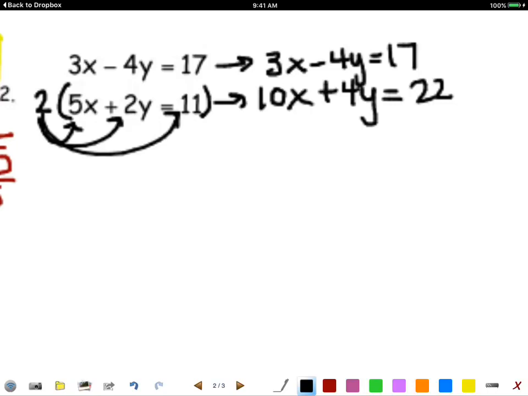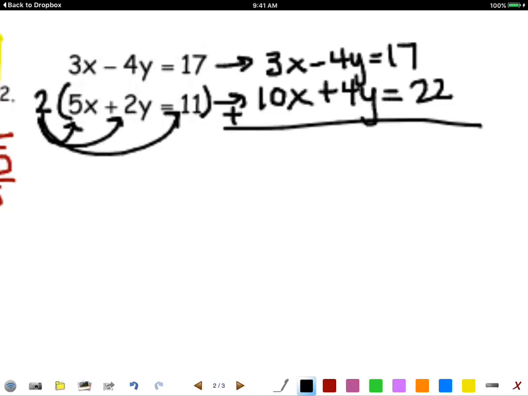Now, I've been teaching for quite some time now, and a very common mistake is kids who they know they'll multiply by 2, but this is what they do. I hope you're paying attention. They'll do 2 times 5x, and they'll do 2 times 2y, but then they'll write equals 11. The whole rest of the problem is wrong. You have to distribute that 2 all the way through the equation, including to that 11 over there. Okay? All right, so here we go now.